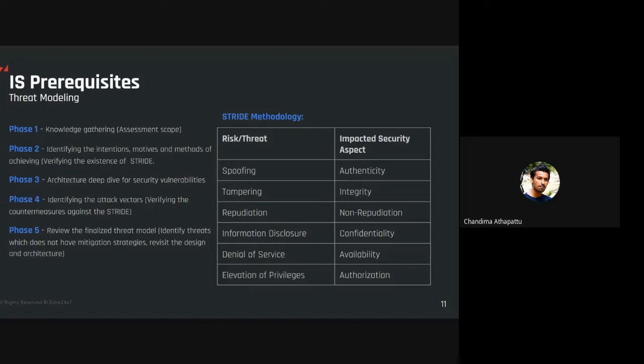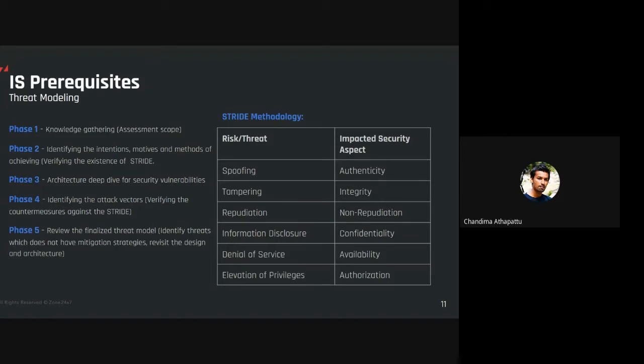During the architecture reviews of each project, we do an architecture deep dive for security vulnerabilities with a discussion. Then we identify attack vectors. We use the STRIDE methodology for that, so I'll come to that. As a last phase, we try to finalize the threat model, identifying threats which do not have mitigation strategies. Then we have to revisit the design and architecture.